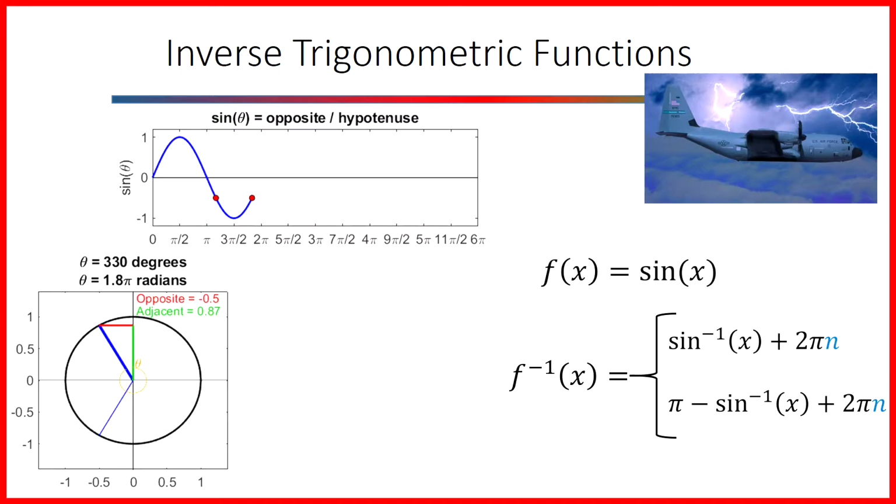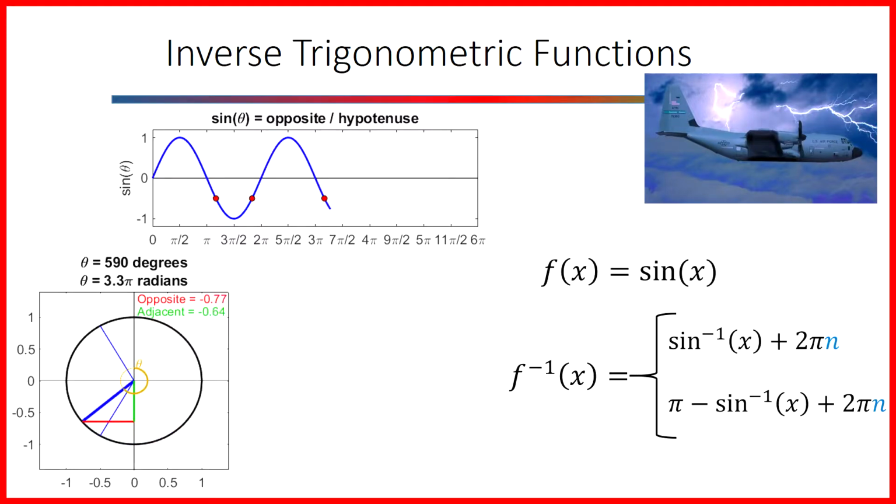If we continue around some more, hopefully you'll expect that you'll get another solution at 210 degrees plus 360 degrees, which equals 570 degrees, and then another one at 330 degrees plus 360 degrees, which equals 690 degrees. And you'll keep getting them as you go around and around.